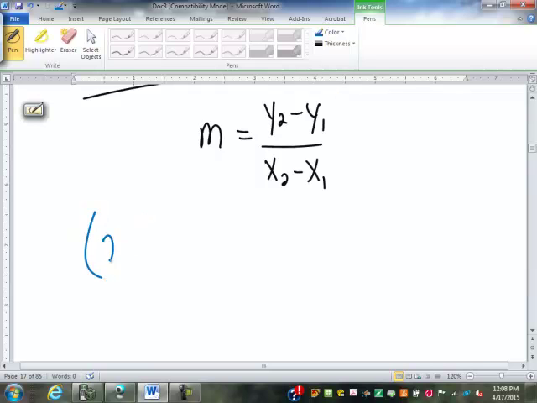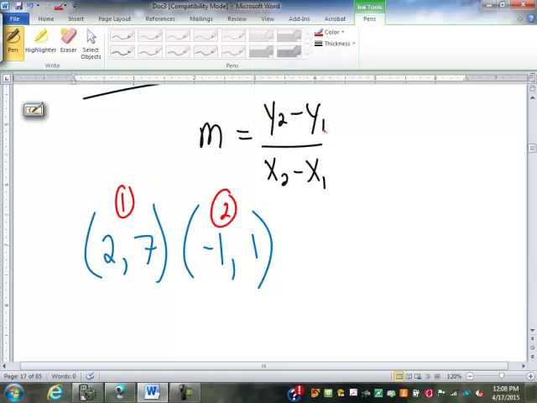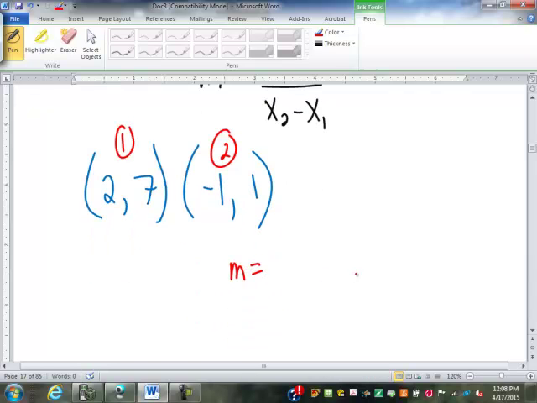So let's say we have the coordinates (2, 7) and (negative 1, 1). I'm going to label them point 1 and point 2 just so that I keep things straight. My slope now is y2, so that's point 2, the y-coordinate, which is 1, minus y1, so point 1, the y-coordinate, which is 7, over x2, so point 2, the x-coordinate is negative 1, minus x1, point 1, x-coordinate is 2, so negative 1 minus 2.